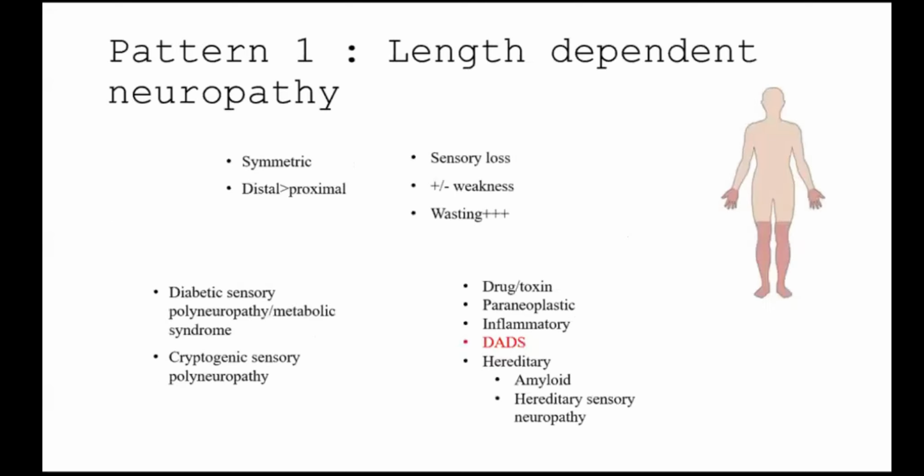Pattern 1, which I have already described: the patient does not have proximal upper limb involvement. It is distal, motor, and sensory. So we are thinking of length-dependent pathologies here. Most of them are axonal pathologies, but we also have to think of rare demyelinating diseases like distal acquired demyelinating symmetric neuropathy, or DADS.